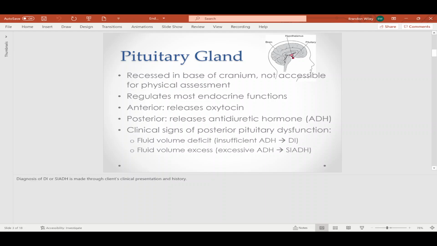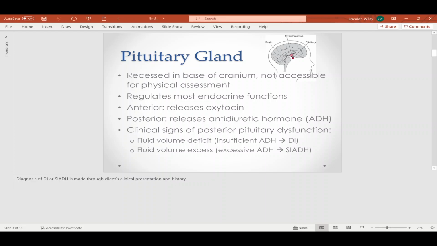There are two disease processes that your antidiuretic hormone affects. One is called DI, diabetes insipidus. I'm going to shorten it to DI, so if you hear me say DI, that is what I'm referring to. And then we have SIADH, which we will talk about in a minute. So it's fluid volume deficit, fluid volume excess. You either have too little ADH or too much ADH.